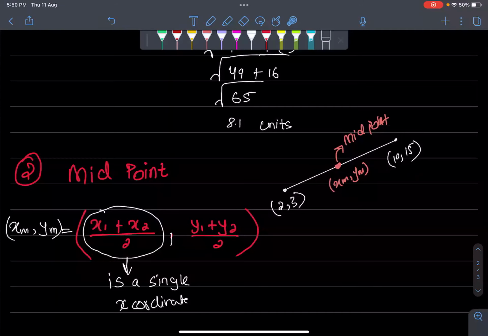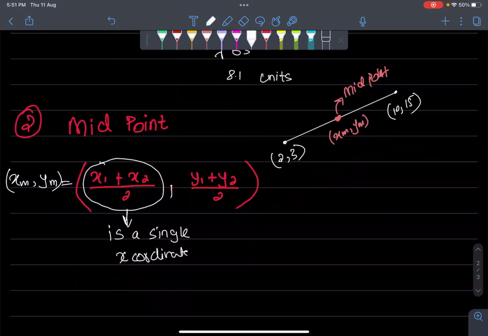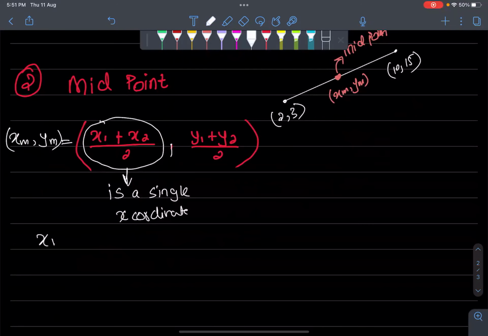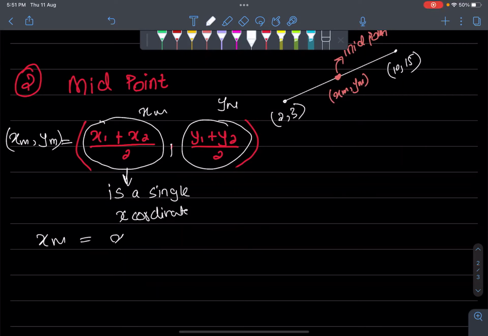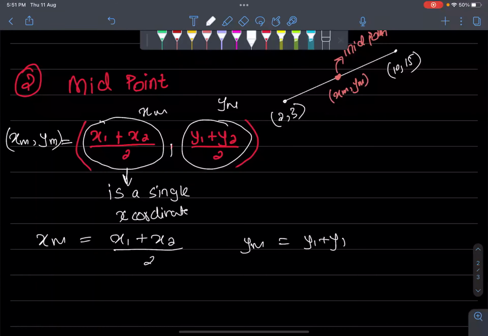For naming, there's only one condition: if you are giving the first number, the x number x1, then y will be y1. It cannot be y2. I hope I am very, very clear about this. Okay. Let's move on to finding the midpoint. Xm can be written separately as well: x1 plus x2 upon 2, and ym is equal to y1 plus y2 upon 2. You can write it separately as well.